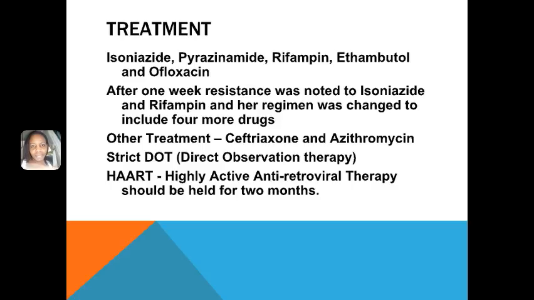With her age confirmation and a CD4 of 27, she should be started on HAART, which is highly active retroviral therapy. But that was held for the first 2 months after TB therapy was started to decrease the risk of adverse effects.